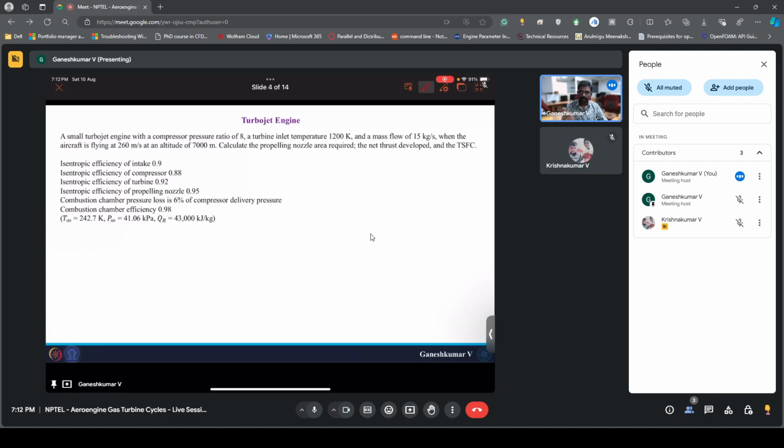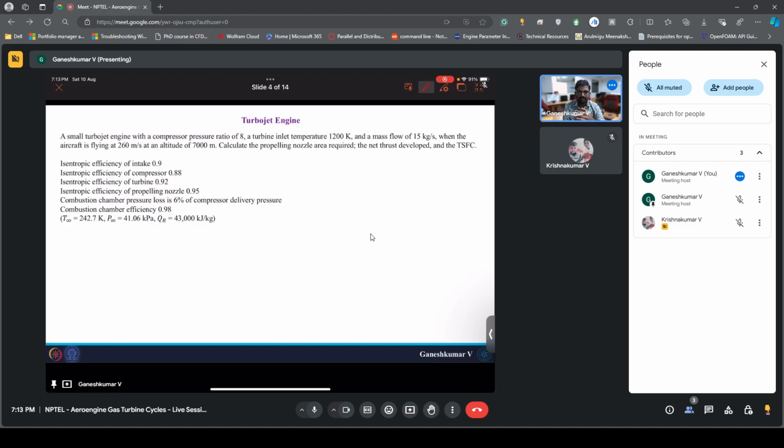Okay, let's quickly jump into the numericals that we have here, and let's try to compute what they are asking for. I have a small turbojet engine with a compressor pressure ratio of 8, and a turbine inlet temperature of 1200 Kelvin. They have given the mass flow rate also: 15 kg per second. The aircraft is flying at 260 meters per second at an altitude of 700 meters, which means the air is going to enter the engine with a speed of 260 meters per second.